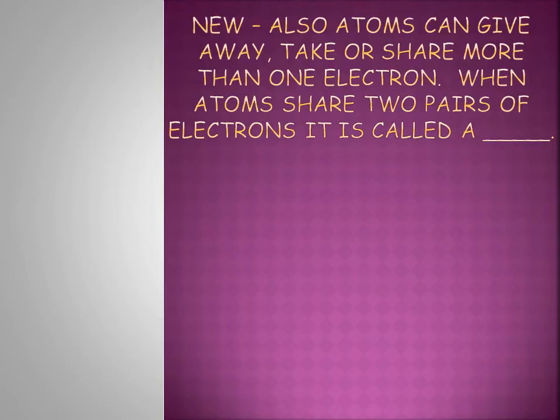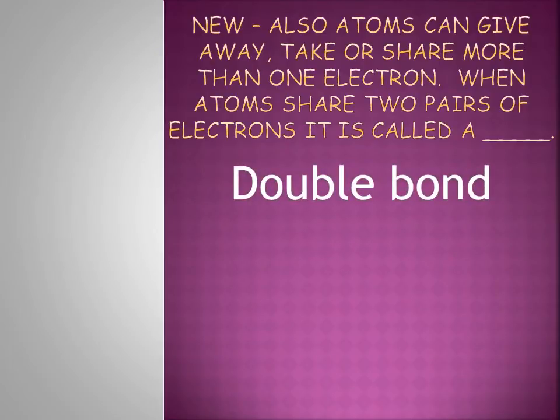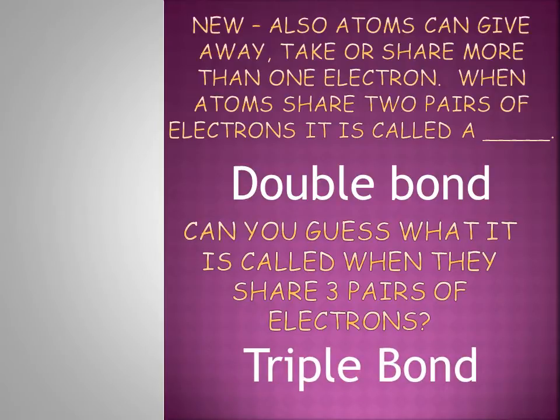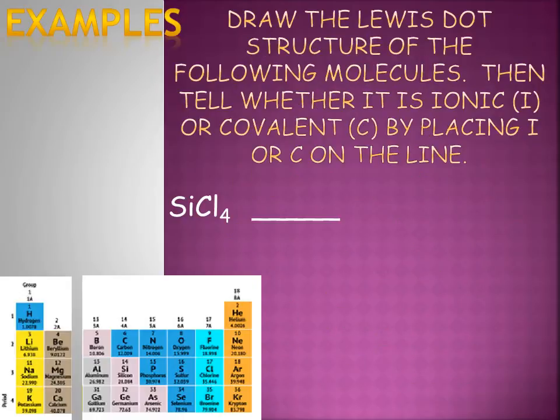Okay, so what happens if they are going to give away, take, or share more than 1 electron? When atoms share 2 pairs of electrons, that's going to be called a double bond. So can you imagine what it would be called if they're going to share 3 pairs of electrons? Yeah, it's just a triple bond. And that's as big as it can go. Okay.